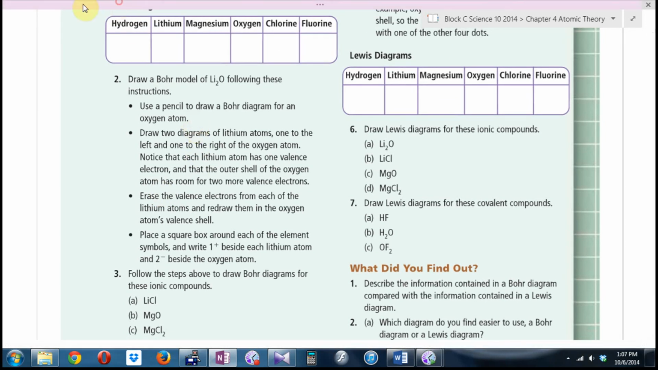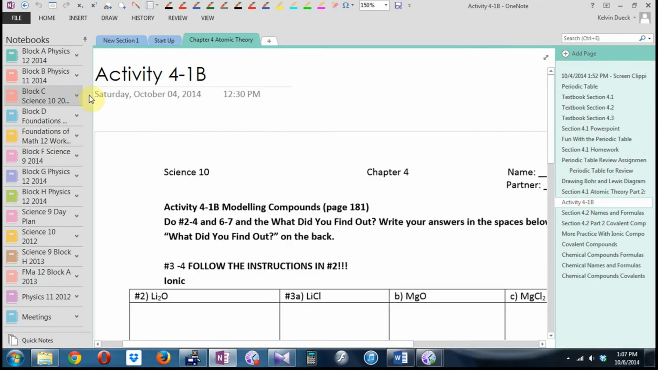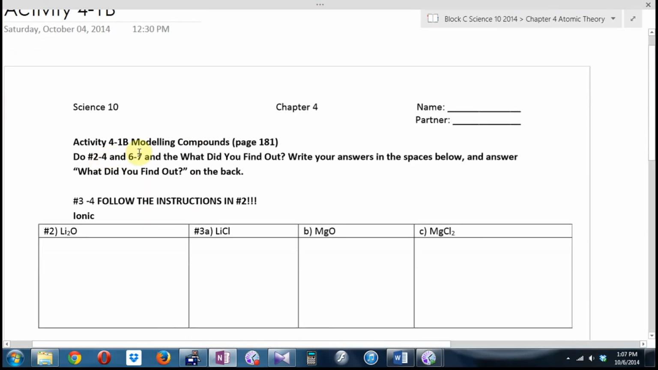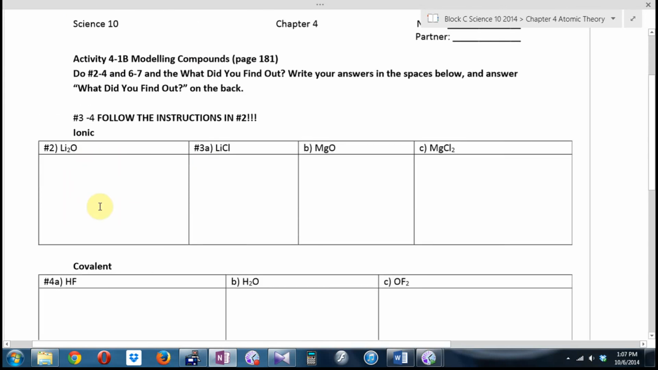So I said this in the actual handout. Where are you? Activity 4-1B. So do numbers 2 to 4 and 6 to 7, but I've given you spots to write stuff. So number 2, draw a picture of Li2O right here. Number 3, and I think it's a Bohr diagram it wants you to draw in the textbook. I'm going to modify my homework, and I'm going to say this sheet here, this activity is what you want to try and get done for Wednesday.